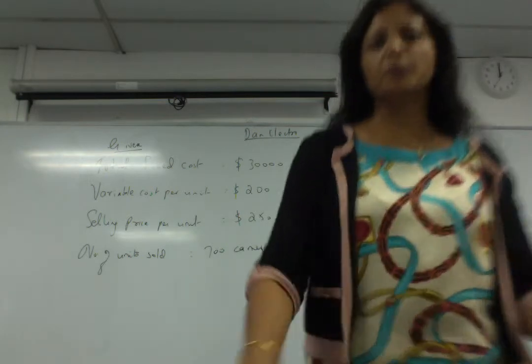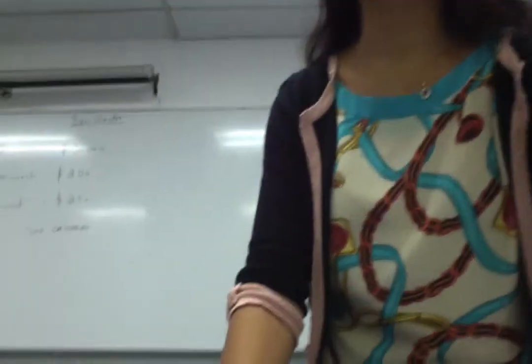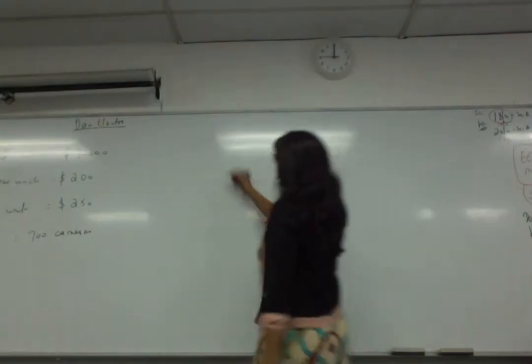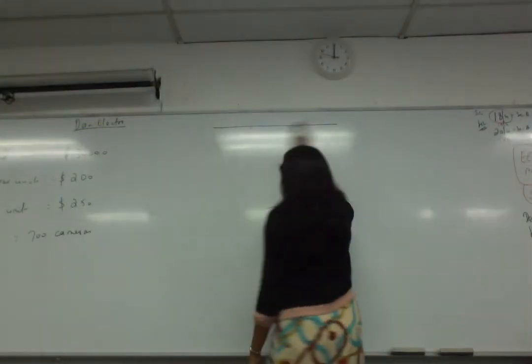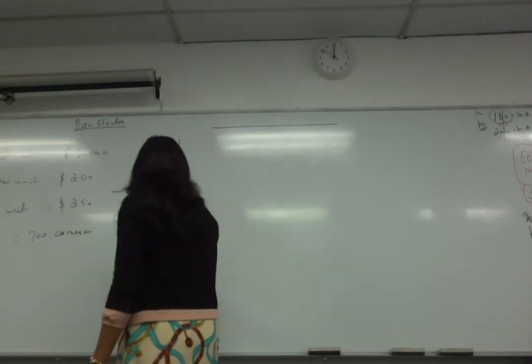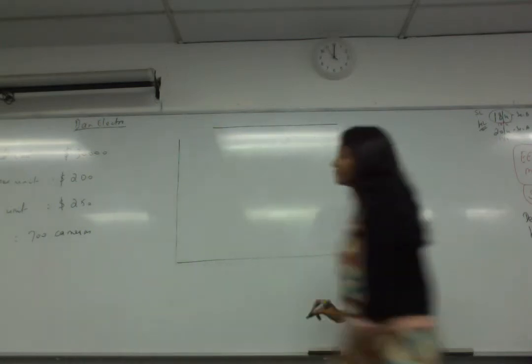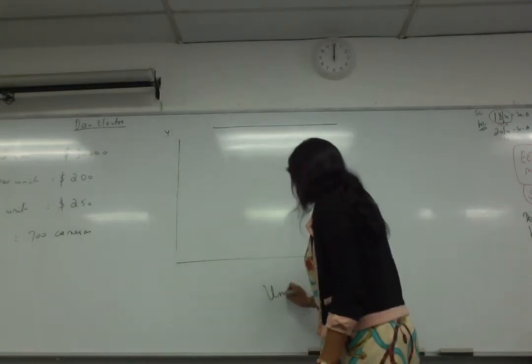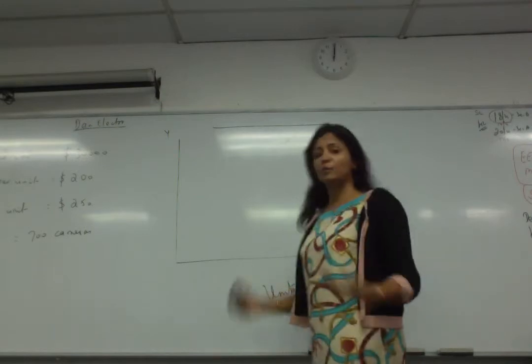So I'll show you how to draw the graph step by step, and you just follow that for any question, okay? So that's the heading. We're going to write break-even graph for Dan Electro. Then we draw the x-axis and the y-axis. Always on the x-axis you show the units. So in this case they're cameras.